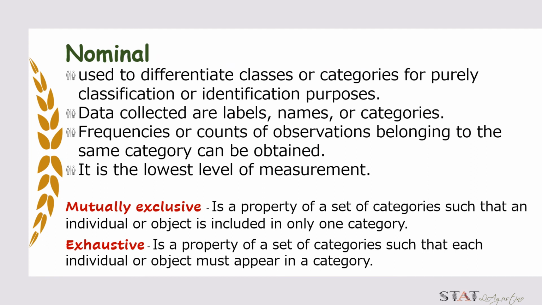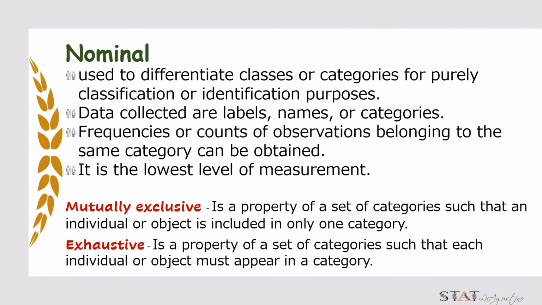Now, nominal. It is used to differentiate classes or categories for purely classification or identification purposes. For example, the gender categories. So I am a girl, I'm female, and you are male. So that is differentiating classes. And data collected are labels, are names, are categories.